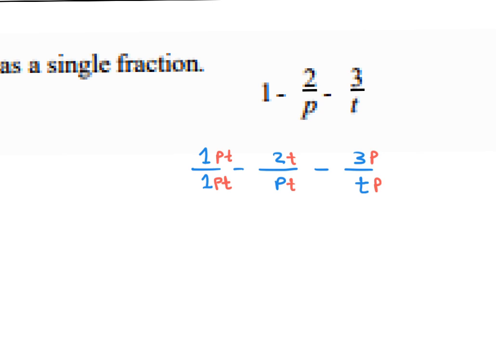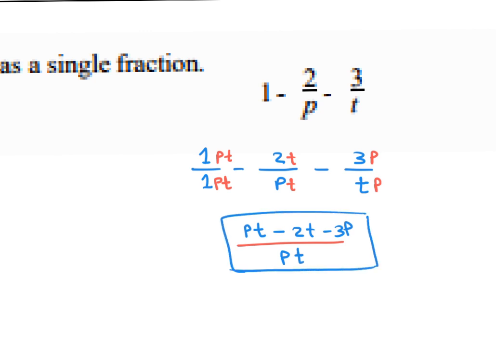Now we have the same denominator. So we can write the denominator bt. What about the numerator? bt minus 2t minus 3b. Okay? Then we have a single fraction.